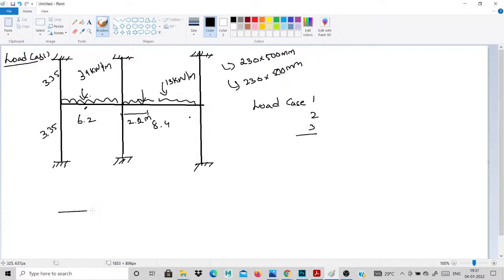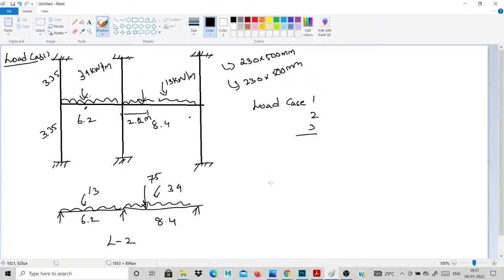My second load case, I take this portion only. Okay, this is my second load case. I put the minimum load of 13 on this side, and the maximum load of 39 on this side. Then the point loads are in the same direction. I put this heavy one. This is 6.2, 8.4. Okay, this is load case 2.